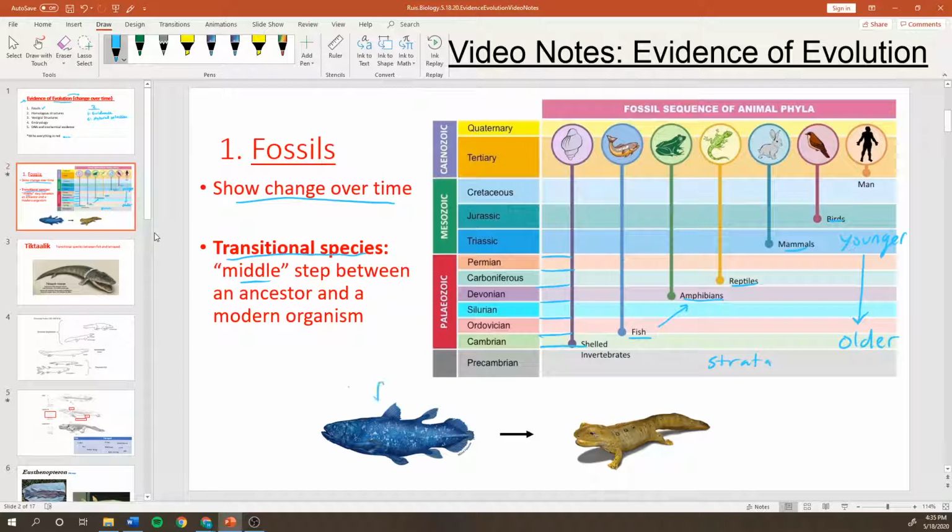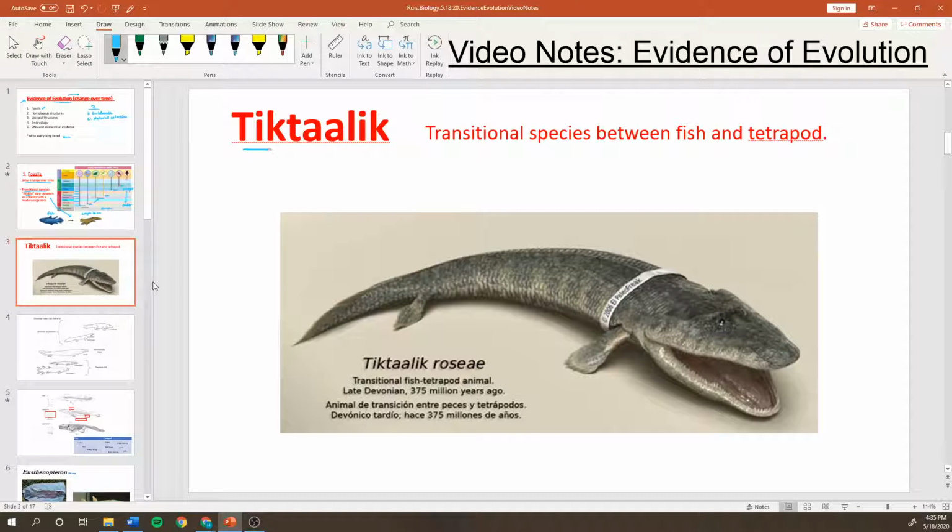So, like for example, this real ancient fish right here. This guy's an old fish. And then here's, let's say, an amphibian. Well, fossils can show us these transitional species of what was between the fish and the amphibian. Okay, and so actually the first one that I have for you here is a transitional species called Tiktaalik. This guy, I want you to know his name, Tiktaalik. Transitional species between a fish and a tetrapod, right?